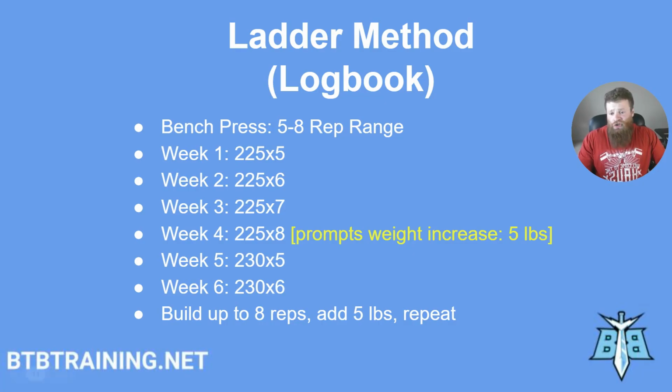And the first week of the training program, you hit 225 pounds for 5 reps. And then because this weight is within your rep range, you are going to stick with this weight until you hit the top end of the rep range. So the next week you maybe hit that 225 for 6 reps, and then the next week you hit that 225 for 7 reps, and then finally on week 4 you hit that 225 for 8 reps. Congratulations, you have hit 8 reps, which is the top end of the rep range.